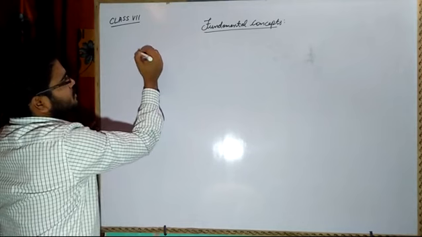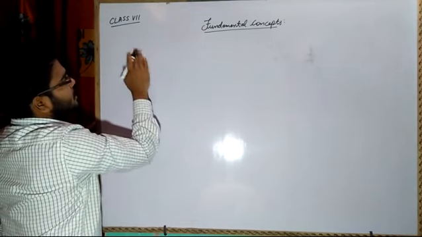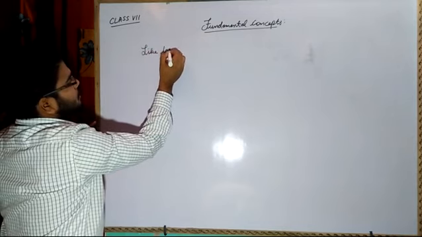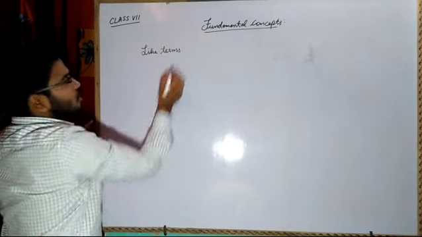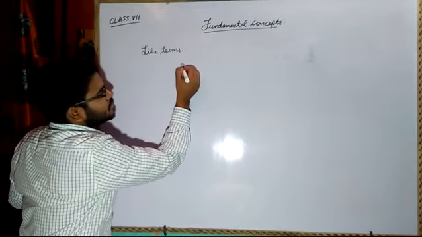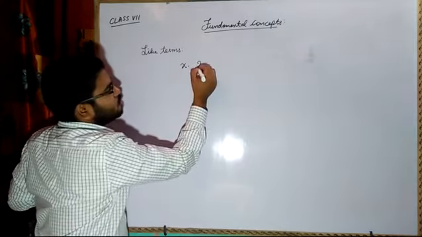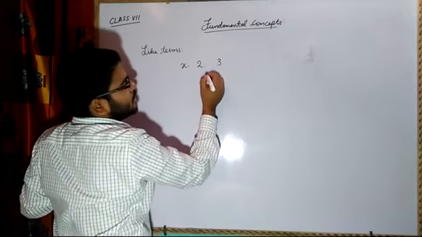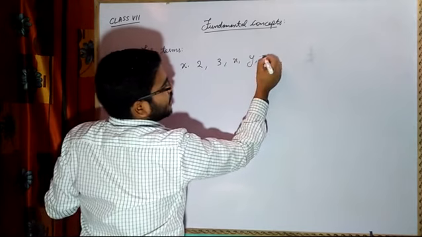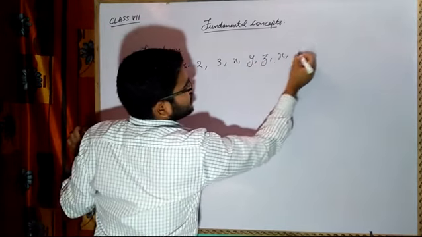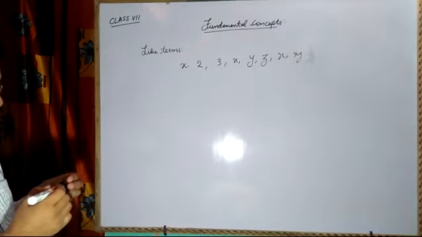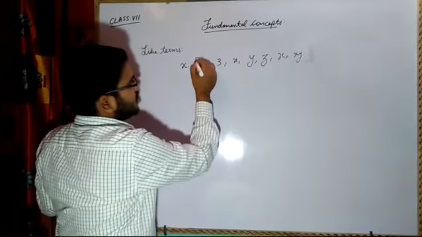Now we have seen terms, coefficients. Now there are other things like unlike terms and like terms. So first we will study like terms. Now what are like terms? Which are called like terms? Like I have x. Like I have 2. Here we have 3. Here I have again x. Here I have y. Here I have z. Here I have x. Here I have xy.